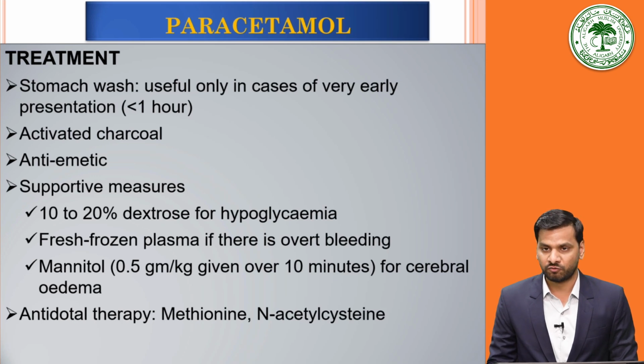First of all, stomach wash should be given, and this stomach wash is useful only in cases with very early presentation, that is less than 1 hour. Then we can also administer activated charcoal along with antiemetic. The supportive measures include 10 to 20% dextrose for hypoglycemia, fresh frozen plasma if there is overt bleeding, then mannitol, dosage is 0.5 gram per kg, given over 10 minutes for cerebral edema. And if we talk about the antidote for paracetamol poisoning, it is methionine and N-acetylcysteine.